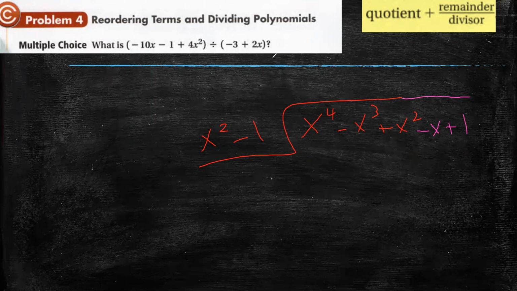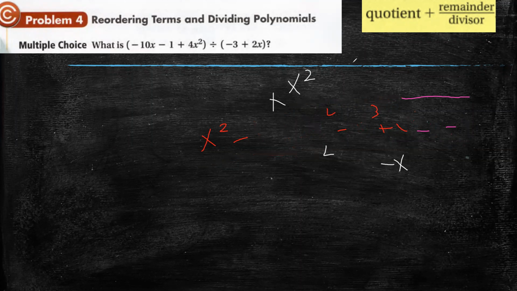Then, when you want to divide, as I told you, divide the first term by the first term. So x to the power 4 over x squared is x squared. When you multiply, you have x to the power 4 minus x squared. Minus x squared, so it will be here. It may be difficult for you, but it's okay.